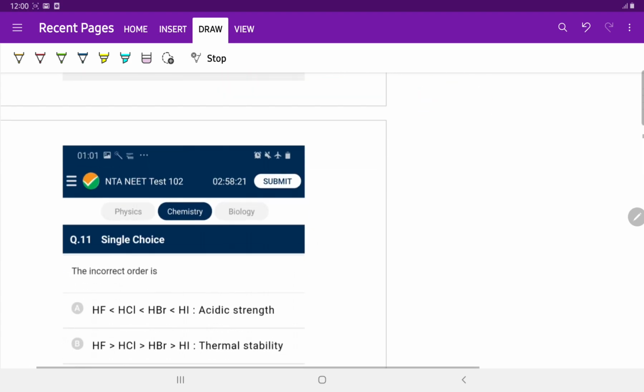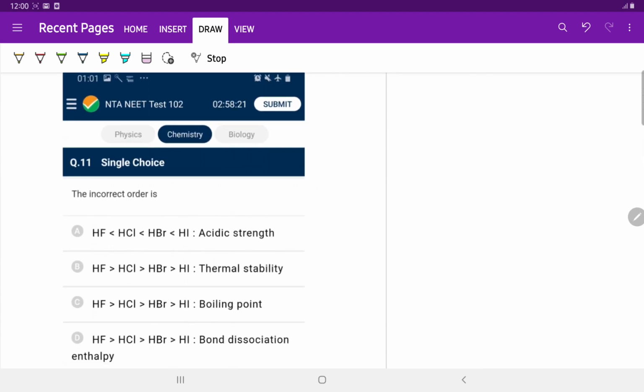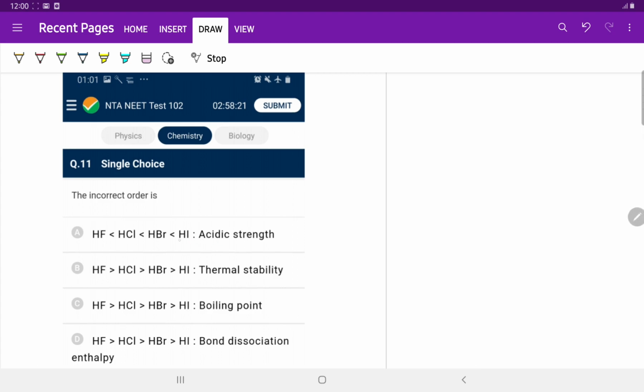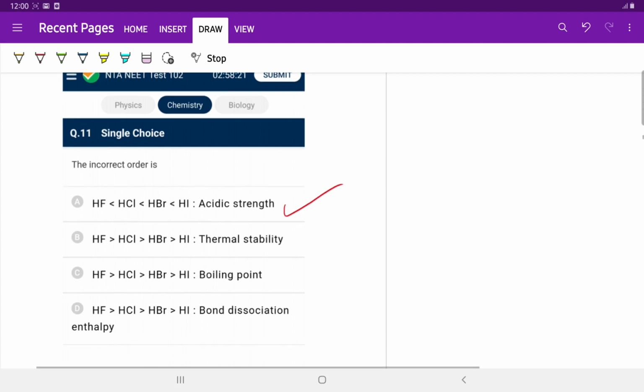Question number 11. Find the incorrect order. Acidic strength: HI, HBr, HCl, HF. Correct, due to the bond dissociation enthalpy of HI being very low, so HI is the strongest acid. Thermal stability: HF is greater than HCl is greater than HBr is greater than HI. This is the correct order of thermal stability. The HF bond is stronger than HI, same reason, bond dissociation enthalpy.